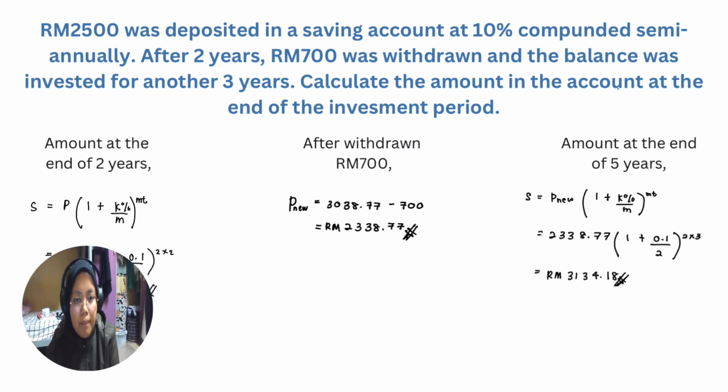So the question needs you to calculate the amount in the account at the end of the investment period, which is 5 years. So if you want to get the answer, use the same formula but change the P amount to the latest principal you get. And this is the answer, which is 3,134 ringgit and 80 cents.